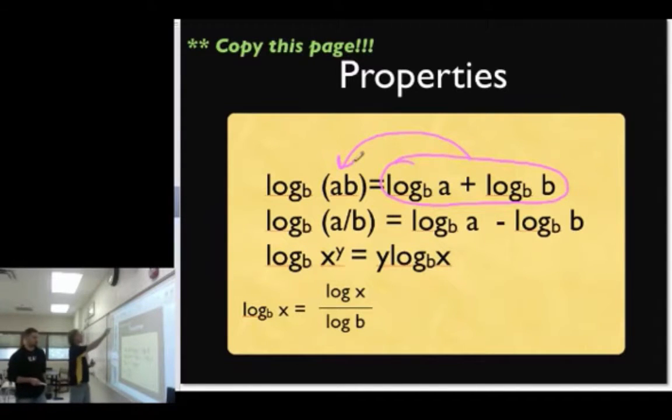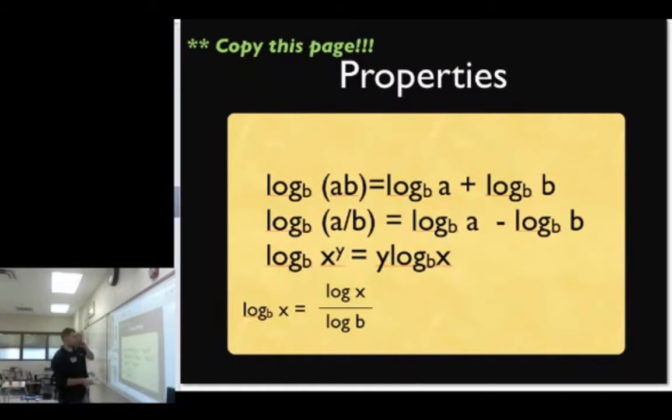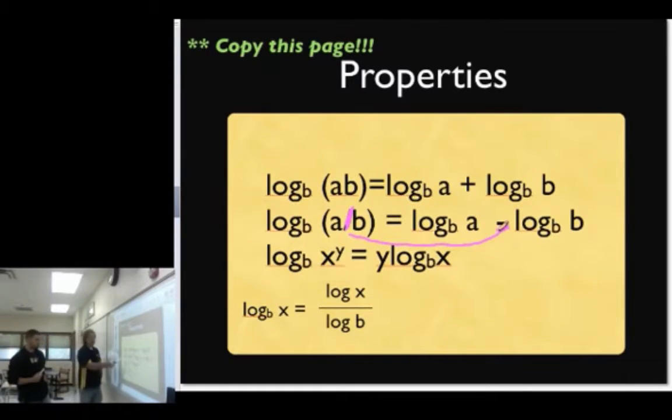Addition means multiplication. And very similar, when I have a divided by b, that's the same thing as two logs subtracted from each other. So when you see division, think subtraction. It's always the top one minus the bottom one.